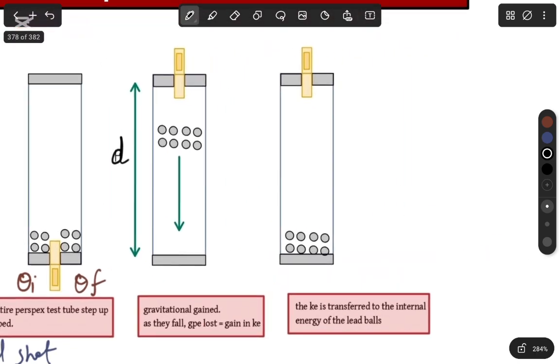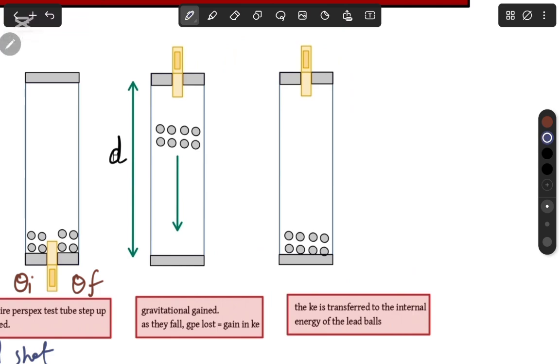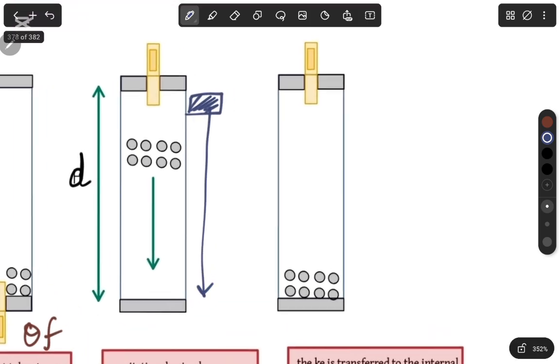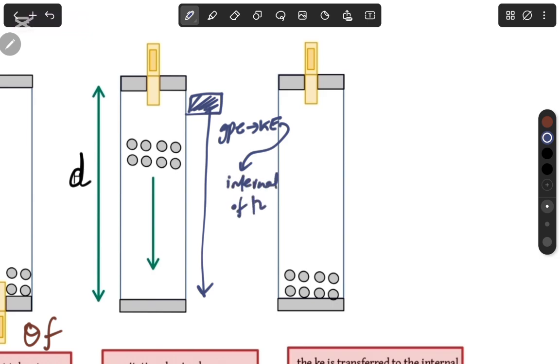Okay, very, very important thing, right? As soon as I flip this thing, the balls fall from the top to the bottom. So what's going to be happening is that the GPE will be converting to KE, right? When things go down, the GPE converts to KE, and the KE will be converting into the internal energy of the balls, okay?